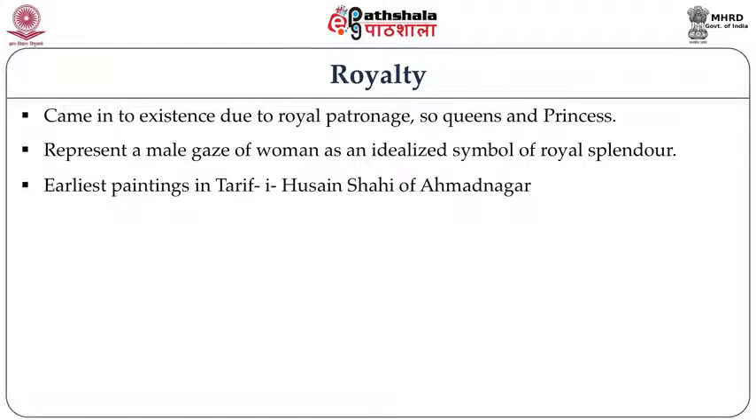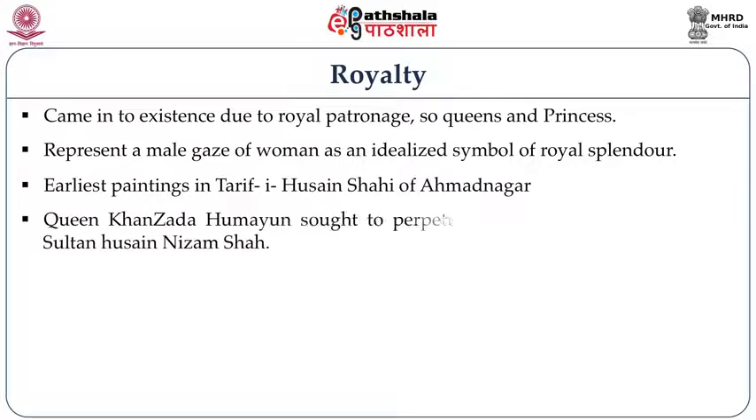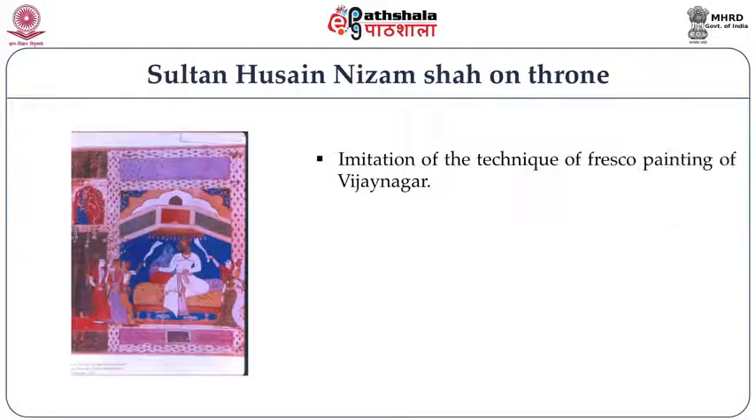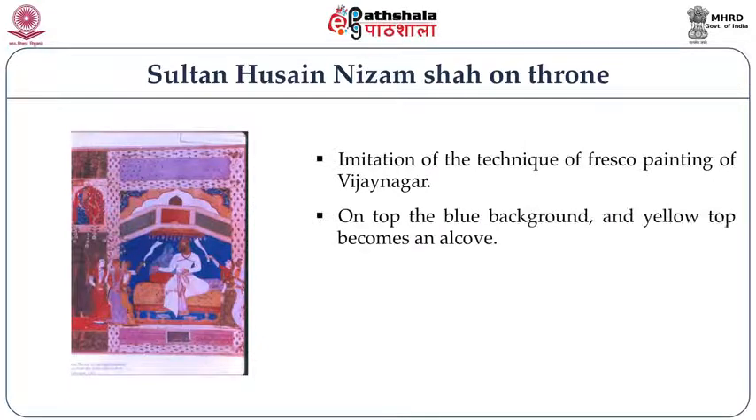The earliest paintings we have are of the Tarif-i Hussein Shahi of Ahmednagar. Queen Khanzada Humayun sought to perpetuate the memory of her husband, Sultan Hussein Nizam Shah, and she was the one who got these paintings commissioned. A very interesting painting in this imitates the technique of the fresco painting of Vijayanagar. You can see a blue background and a yellow top in the alcoves.